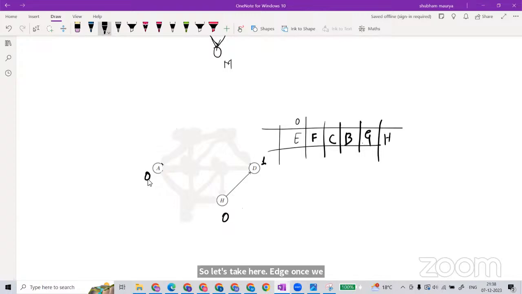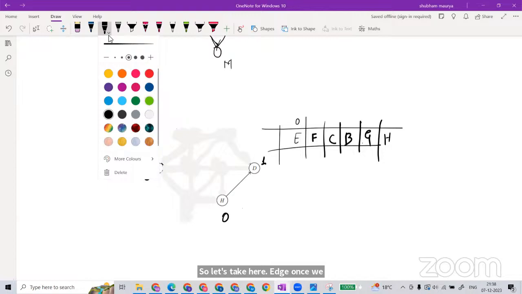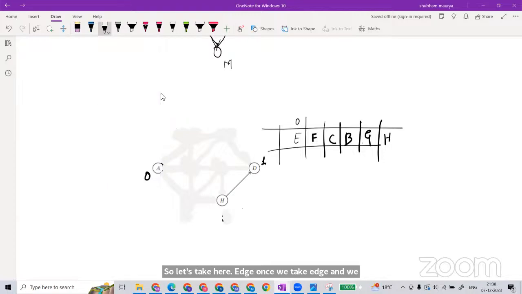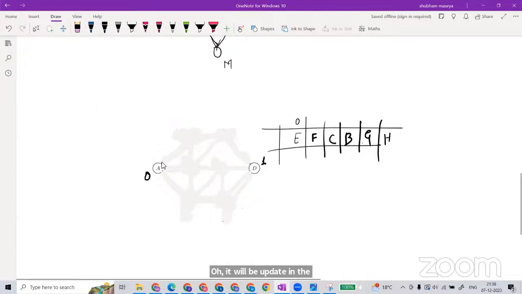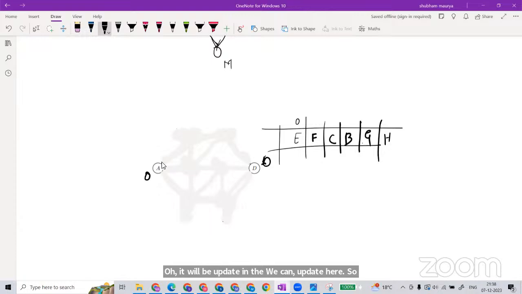Once we take H and we remove it, we will update the in degrees. We will update here. So this will become 0 now. This is 0, and again we can write any one of them. So this is A and then D, or D and A, whatever you want, you can write.